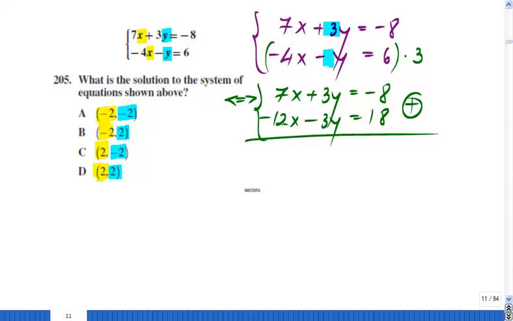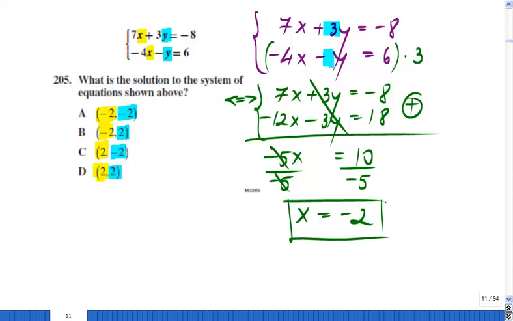Now add the bottom to the top. 7x minus 12x is -5x. The y cancels out. -8 plus 18 is 10. Your x is found by dividing each side by -5. Your x will be -2. Now I'm looking back at my options for which x is -2: A and B. C and D, goodbye, you are not good for my problem.